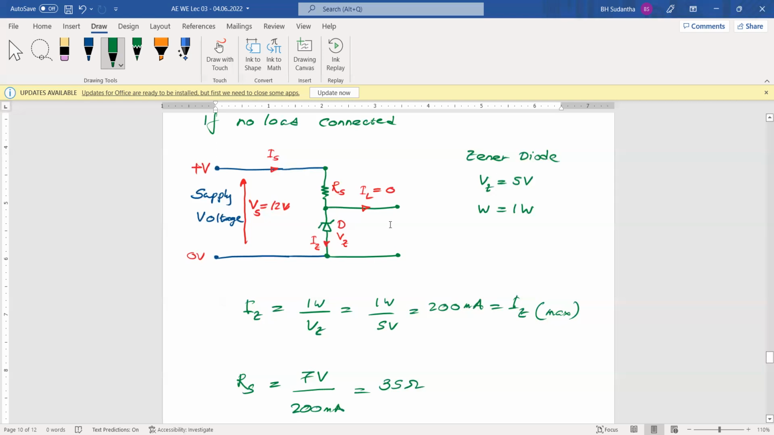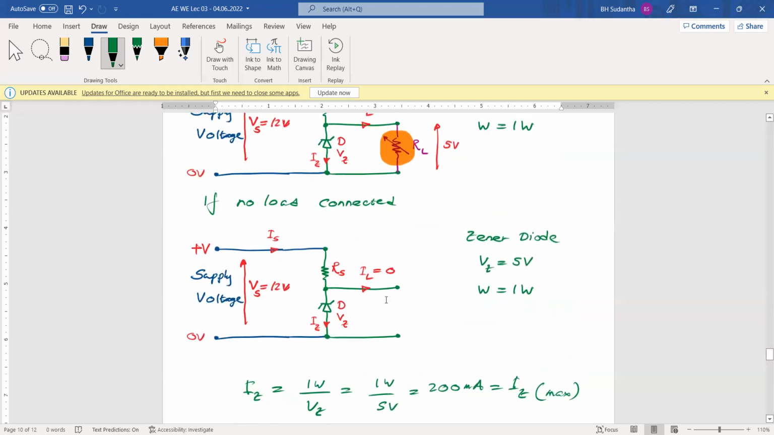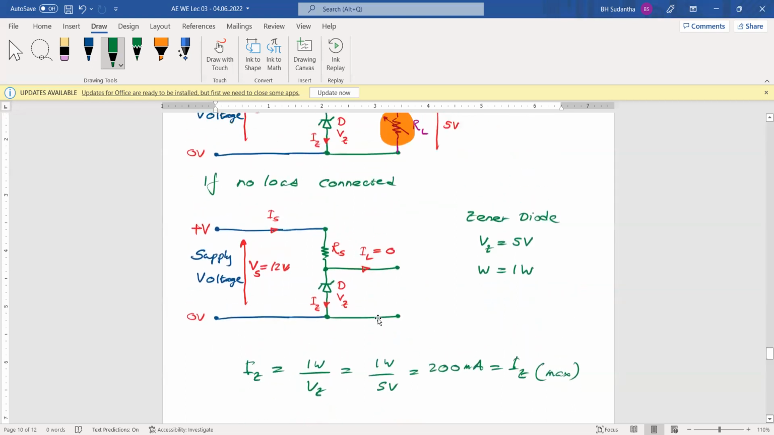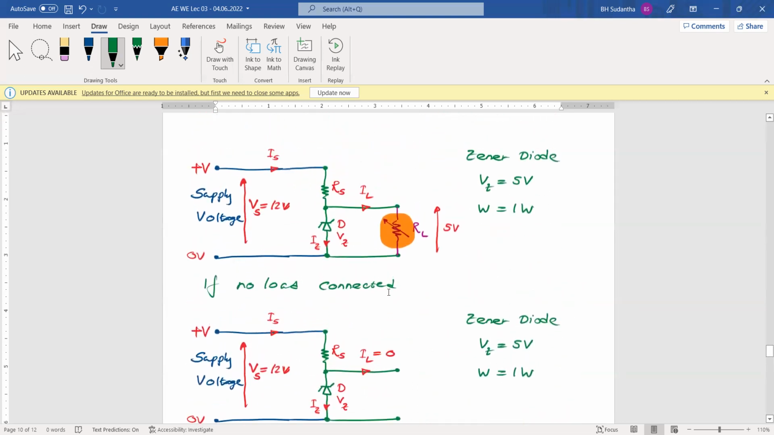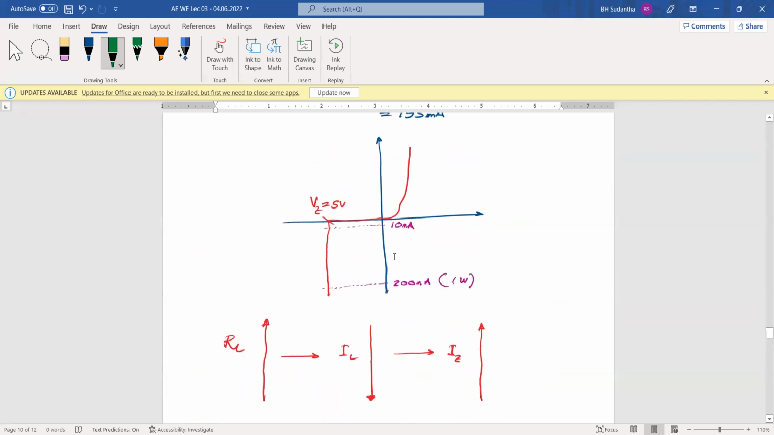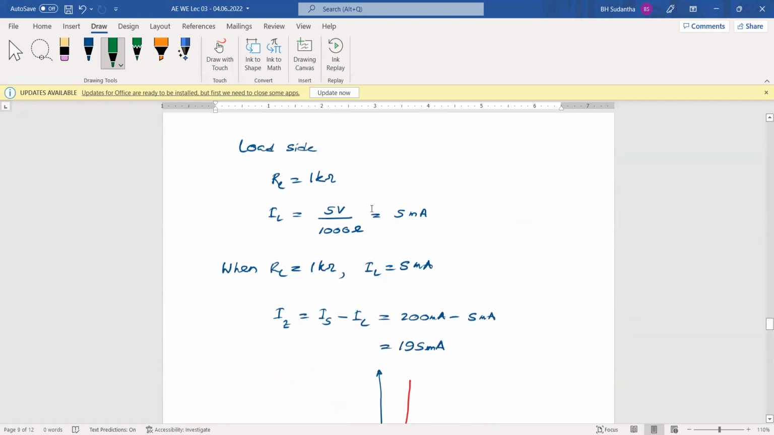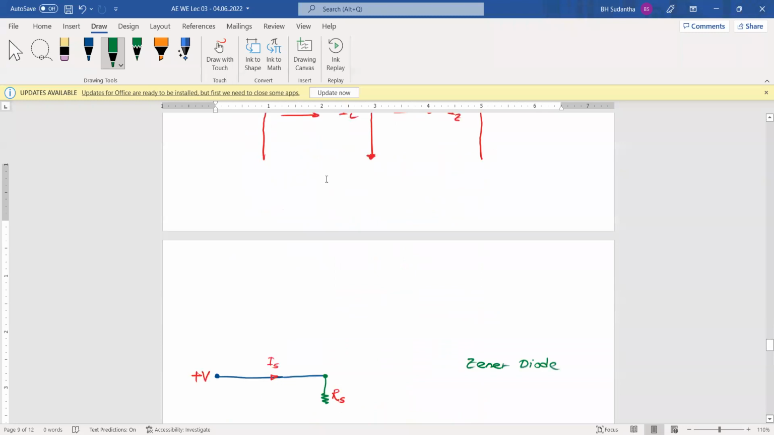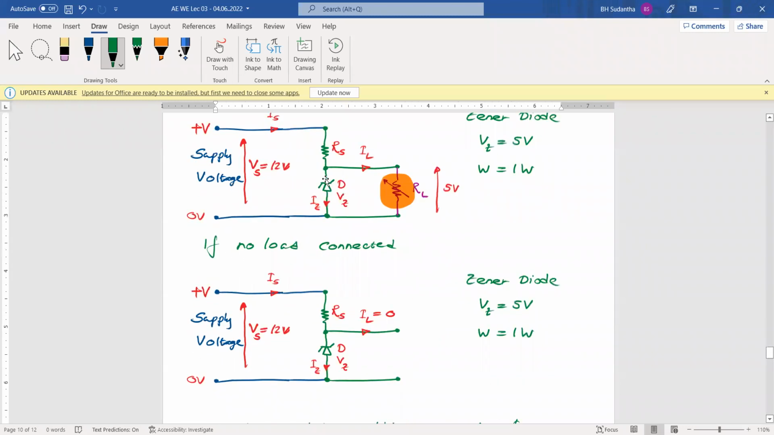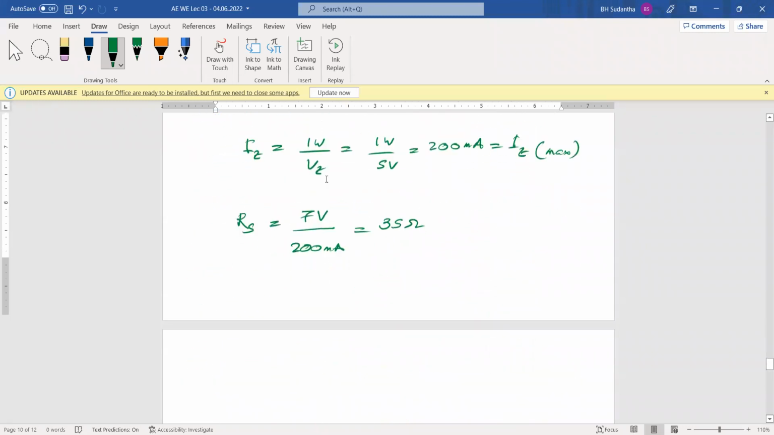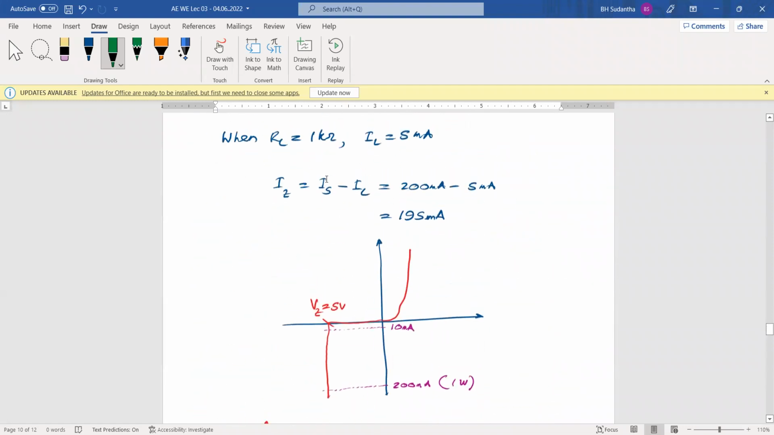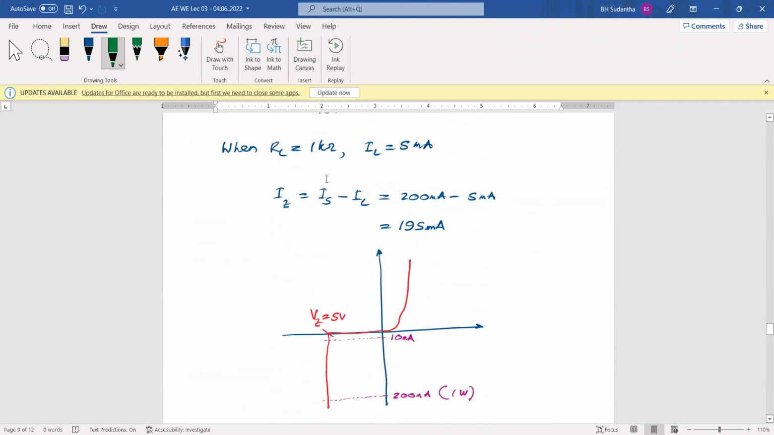Okay. Then after that, you can connect any load here. But can you find the maximum resistance for the load? We have taken it as 1 kilo. What is the minimum load resistance it can have? To do that, we need this information. Without having this information, we can't find it.